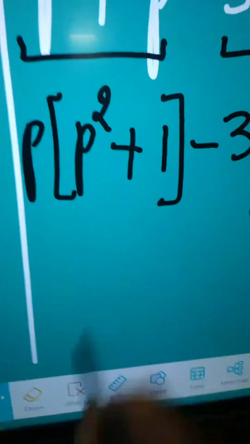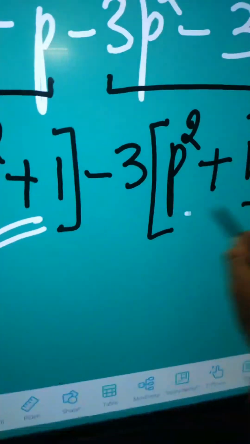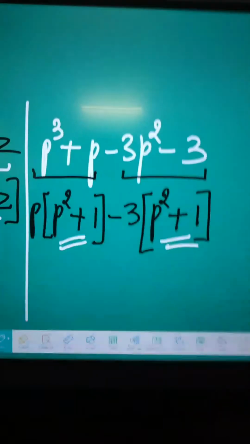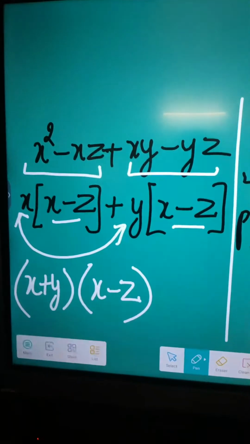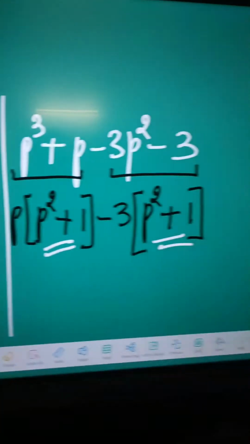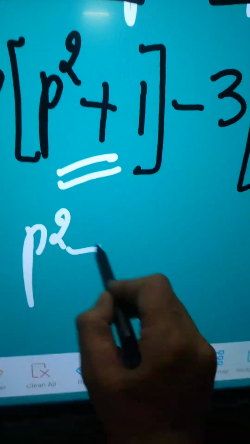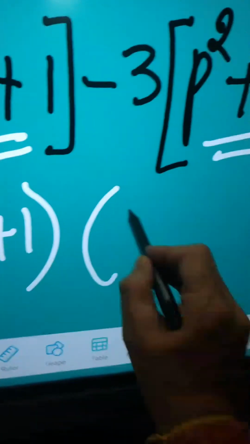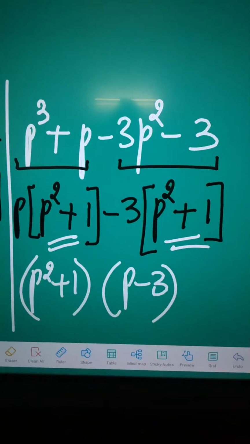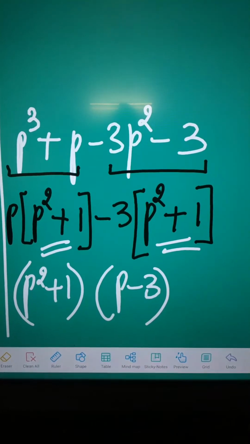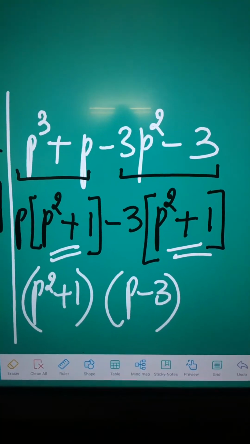Now what is my answer? My answer becomes, this bracket is common. Now see this part and see this part, both of them are same. Here the answer was x minus z and x plus y. Here the answer will become p square plus 1 and p minus 3. Okay, so this is the second method of factorization.